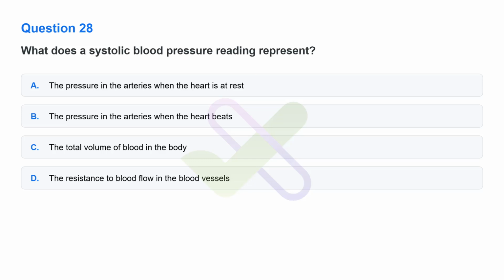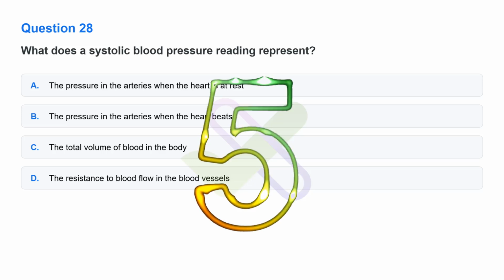A. The pressure in the arteries when the heart is at rest. B. The pressure in the arteries when the heart beats. C. The total volume of blood in the body. D. The resistance to blood flow in the blood vessels.